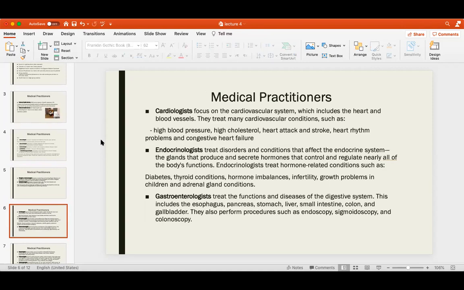Cardiology, we have taken this word before. Cardiologists focus on the cardiovascular system, which includes the heart and the blood vessels. They treat many cardiovascular conditions such as high blood pressure, high cholesterol, heart attack and stroke, heart rhythm problems, and congestive heart failure.